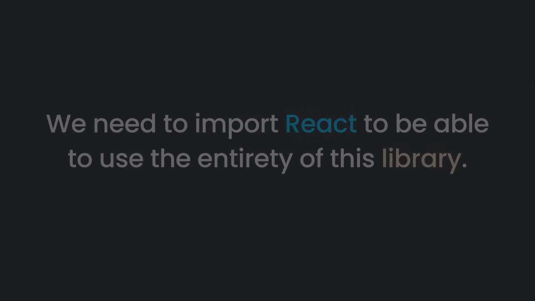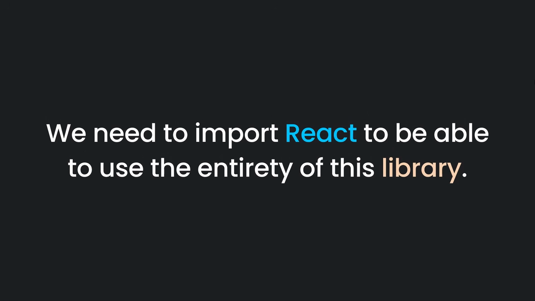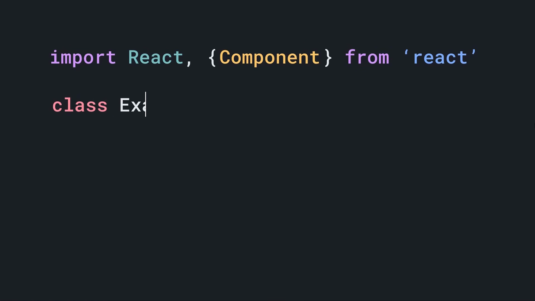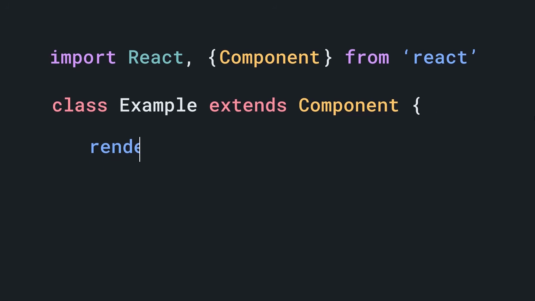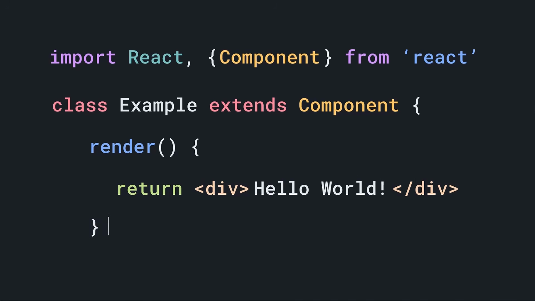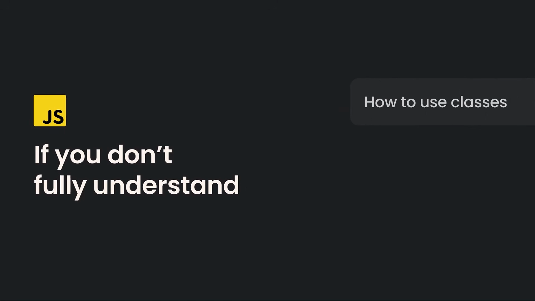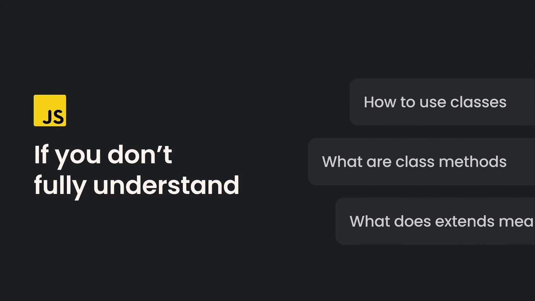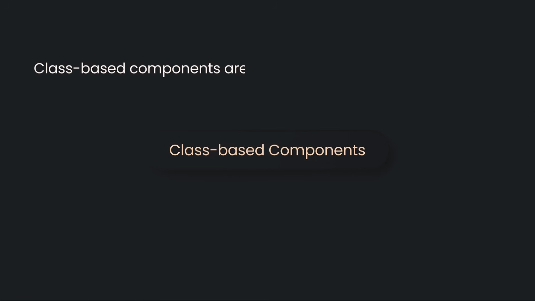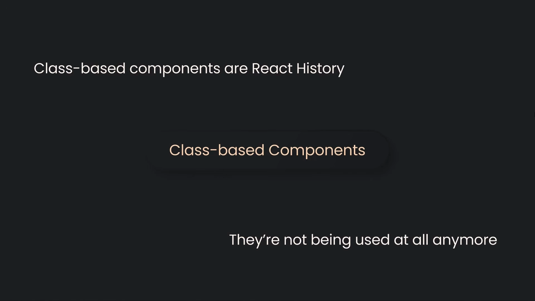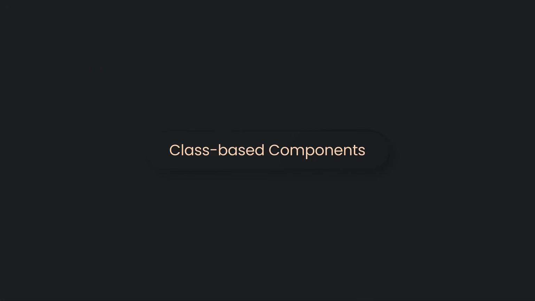We need to import React to be able to use the entirety of its library. Then we use a regular JavaScript class to make a React component that extends the React component already written for us in the library. Then we use the render method that describes what should be displayed and how the UI should look like. If you don't fully understand how to use classes, what are class methods, and what extends means, don't worry at all. Class-based components are React history. They're not being used at all anymore, and they were entirely replaced by their simpler counterparts, functional components.